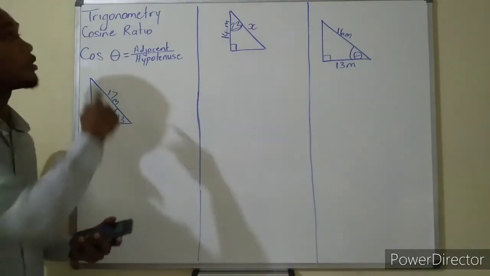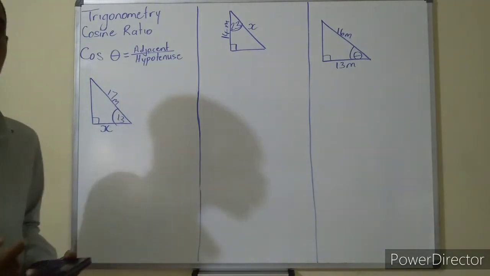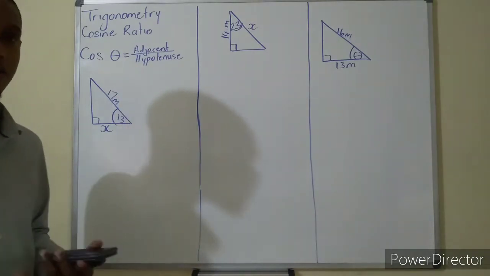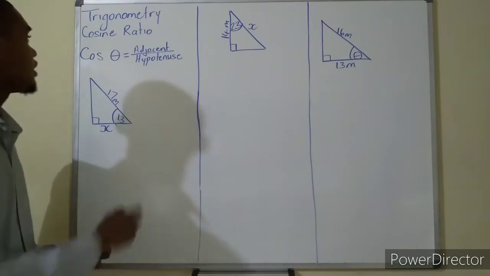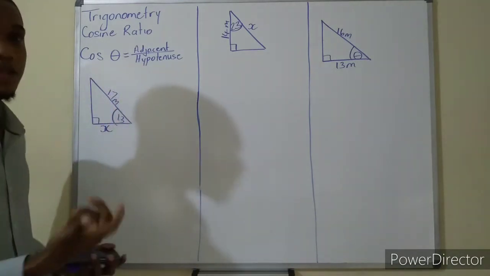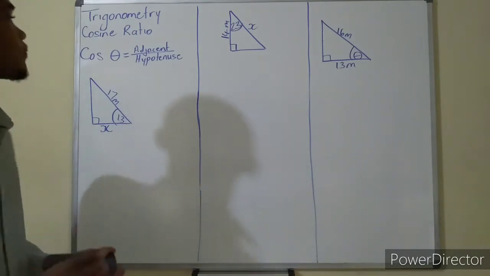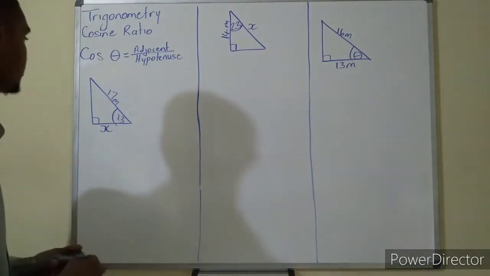One video in the sequence of trigonometry where we are looking at the ratios. So this video covers the cosine ratio. Now cosine, or cos theta, is equal to the adjacent over the hypotenuse. So whatever the cosine of the angle is, it must be equal in value to the adjacent side being divided by the hypotenuse.